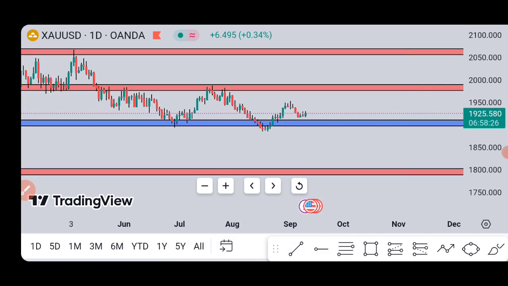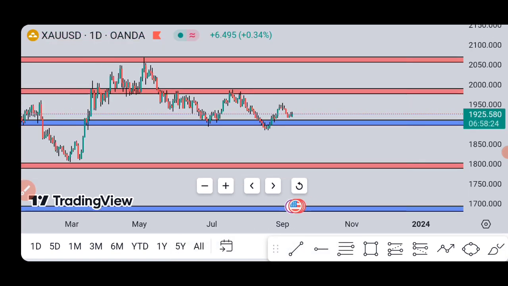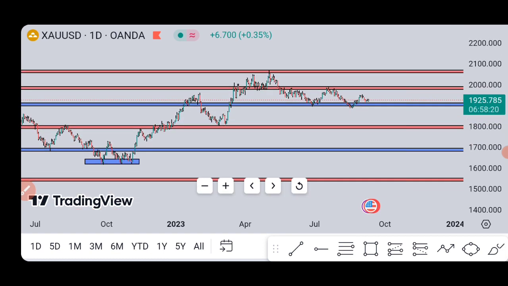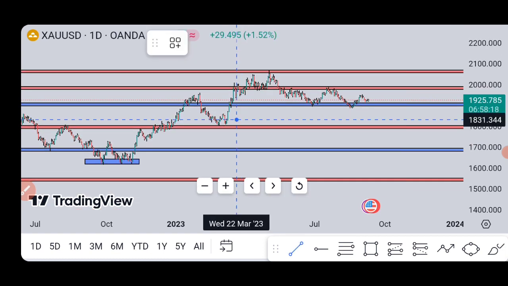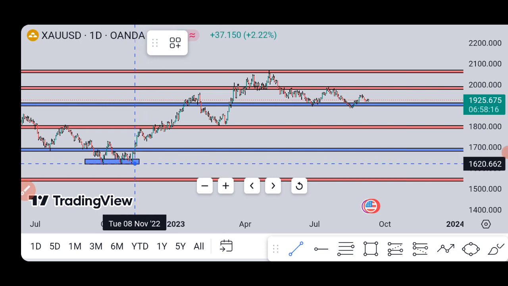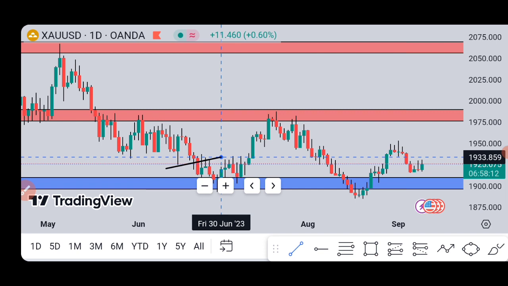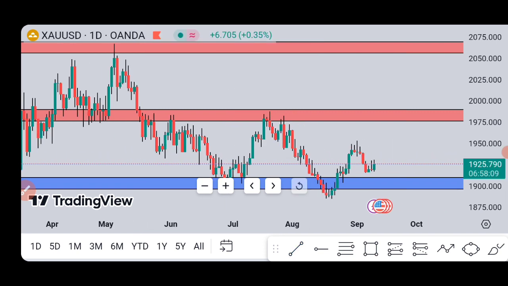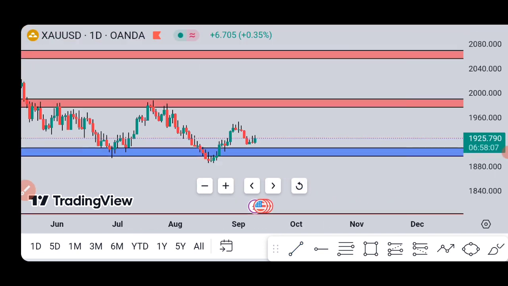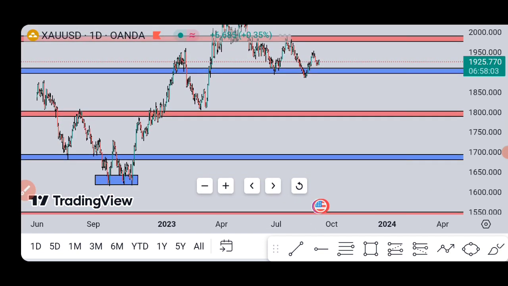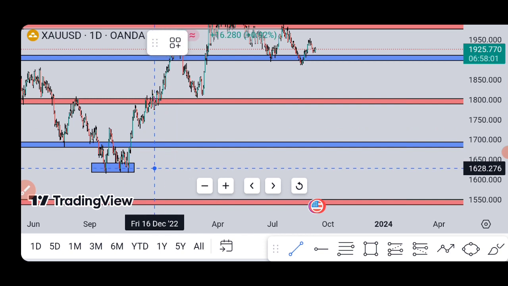So guys, this is my daily time frame. The reason why I entered this trade: the trend line I showed you on the weekly time frame is the same trend line here.